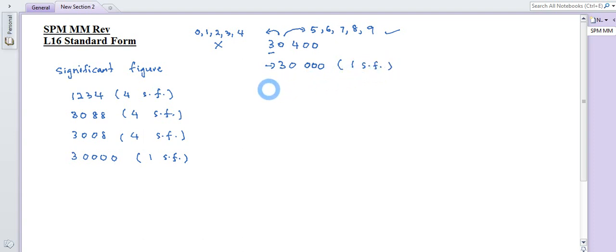If you round it off to the nearest 1,000, now we need to look at this number. This is 4, we don't have to add 1, so it is still the same: 3, 0, 0, 0, 0. In this case, we have two significant figures. You see, exactly the same number, but the number of significant figures is different. But don't worry, if the question does not mention anything, we just assume that the 0s at the back are not significant figures.